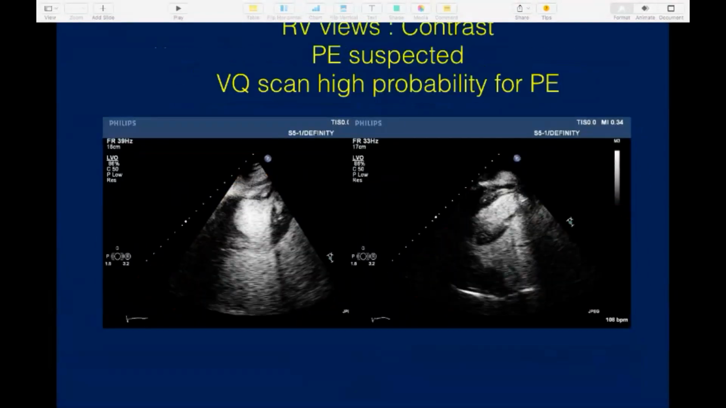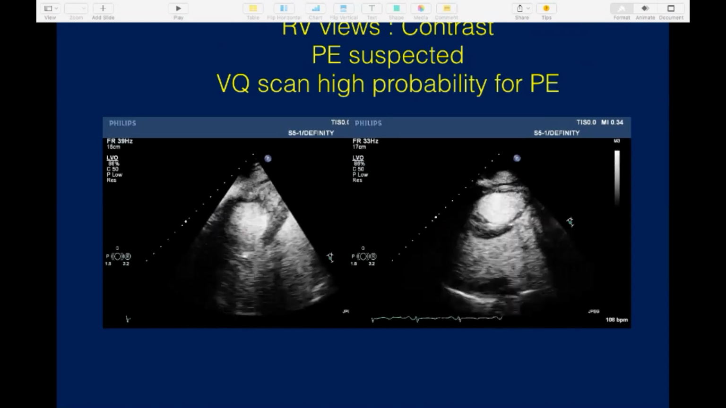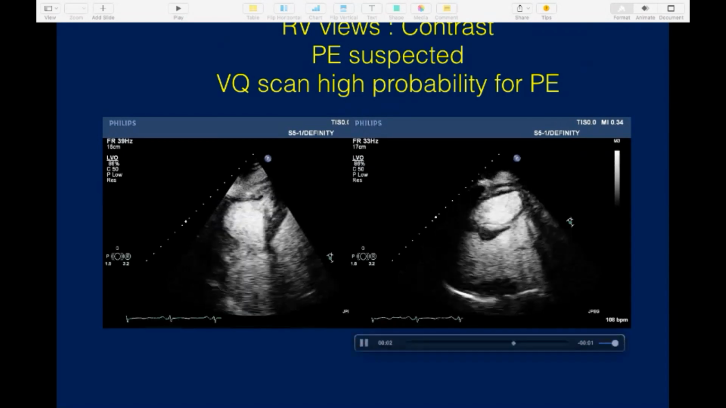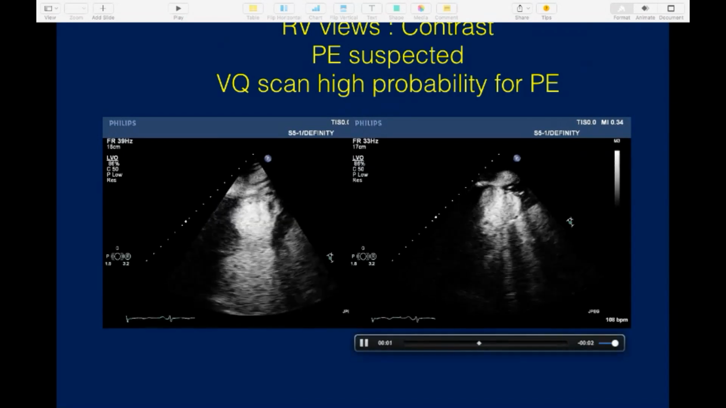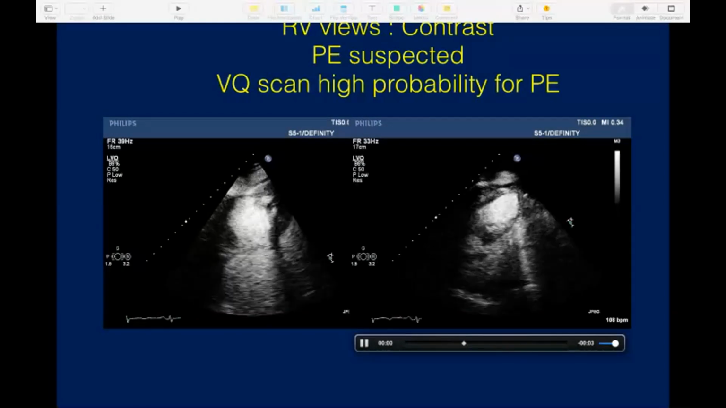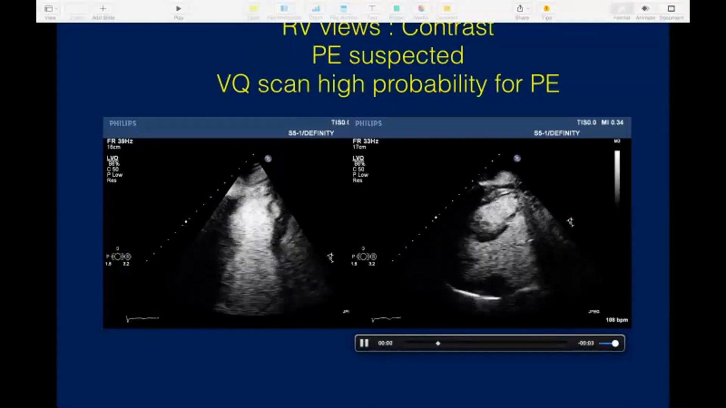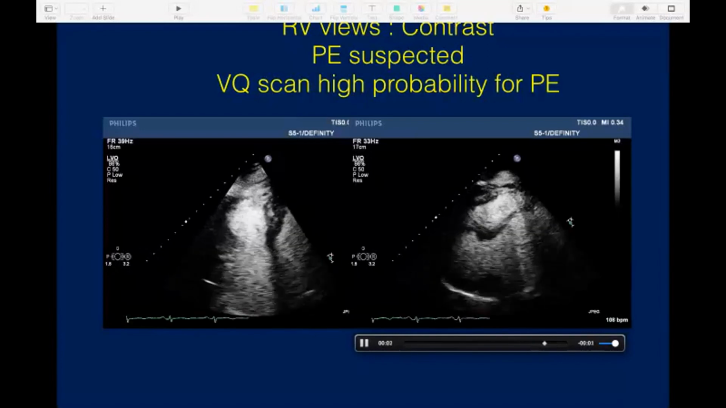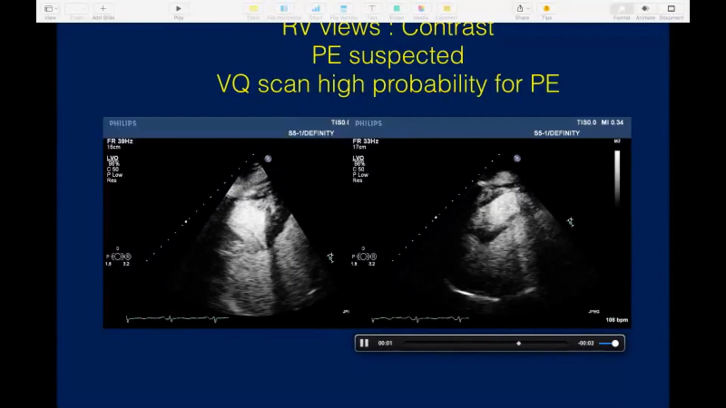So here again, with contrast, you can now see that the right ventricle free wall is definitely abnormal, and angulation, particularly now looking at the parasternal long axis views, you can actually see that that area is bulging outward rather than actually contracting. And the VQ scan ultimately was high probability.